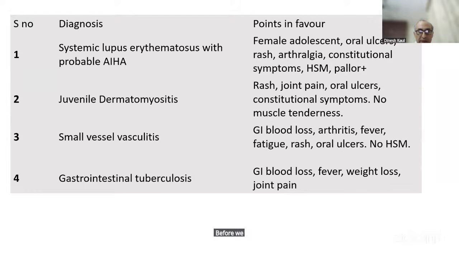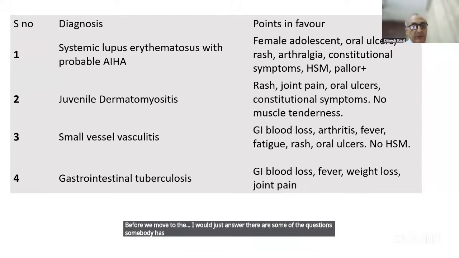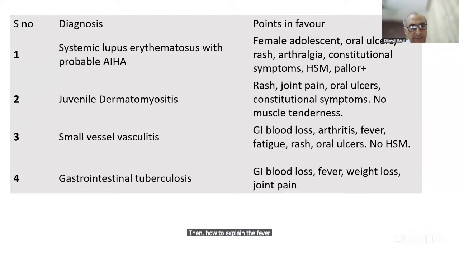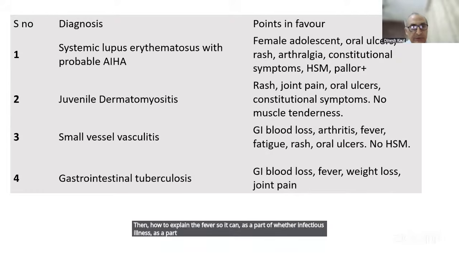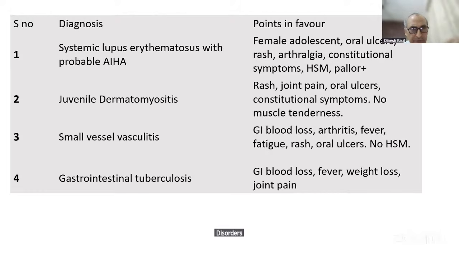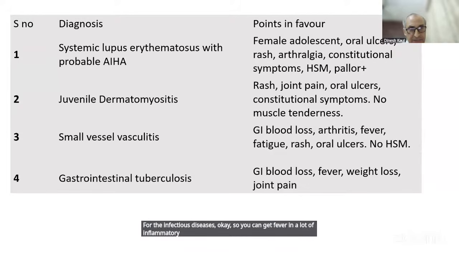Before we move on, I would just answer some of the questions. Somebody has asked, we have dealt with negative history of seizures, then how to explain the fever. It can be a part of an infectious illness, a part of collagen vascular disorders, or autoimmune disorders, you can get fever. So fever is not really sacrosanct for the infectious diseases. You can get fever in a lot of inflammatory or non-infectious conditions.